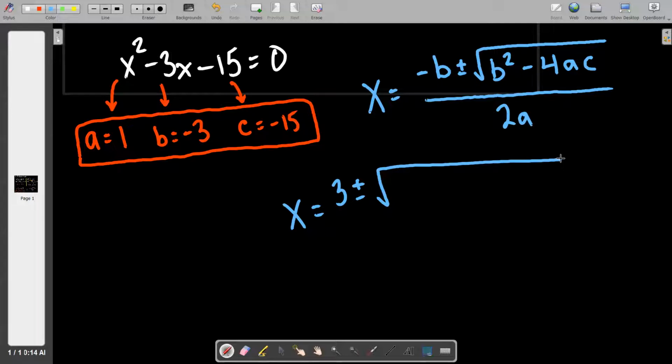The next step says you have to take b and square it, right? And what happens when you square a negative number? It becomes a positive. So what is negative 3? Because that's b, right? What's negative 3 when you square it? 9. So we're just going to write 9 right here. We're not going to write any math problem to do. You follow these steps, you're going to be great at this.